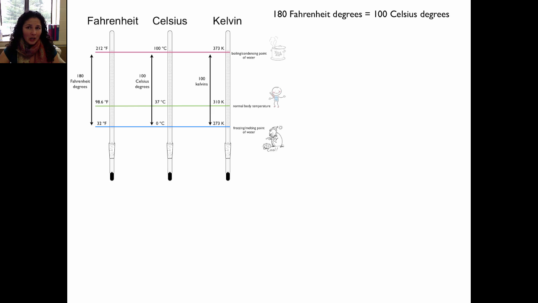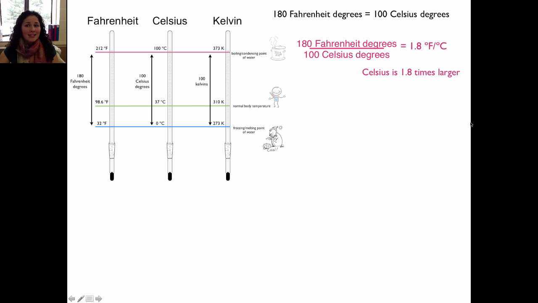The relationship between Fahrenheit and Celsius can be found by just dividing one by the other. So if I put 180 degrees of Fahrenheit divided by 100 Celsius degrees, I would get a relationship of 1.8 degrees Fahrenheit for every degree Celsius. If I put this in common terms, I would say that Celsius is 1.8 times larger than Fahrenheit. In order to convert between degrees Celsius and Fahrenheit, there are formulas you can memorize, or if you conceptually understand this, you don't have to memorize anything.